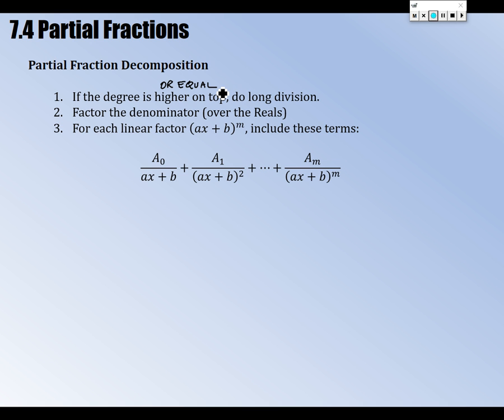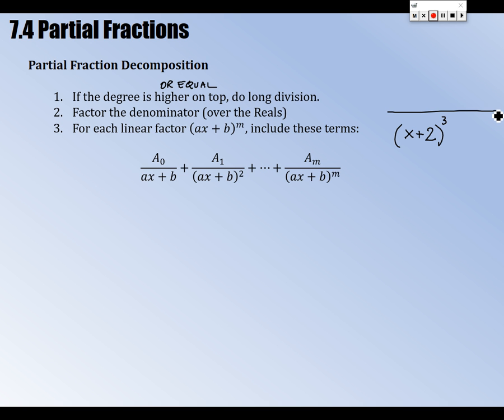Right? So these are just placeholders. Up on top, you're just putting some letter of your choice, any letter you like, just as a placeholder. You know it's going to be some number, though. So if one of the factors in your denominator is, say, x plus 2 cubed, say that's in the factorization of your original thing.